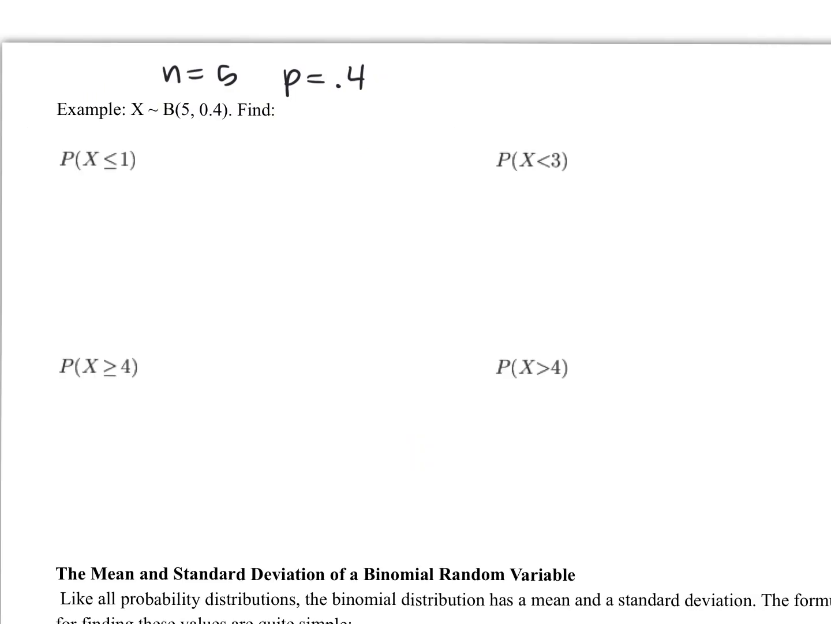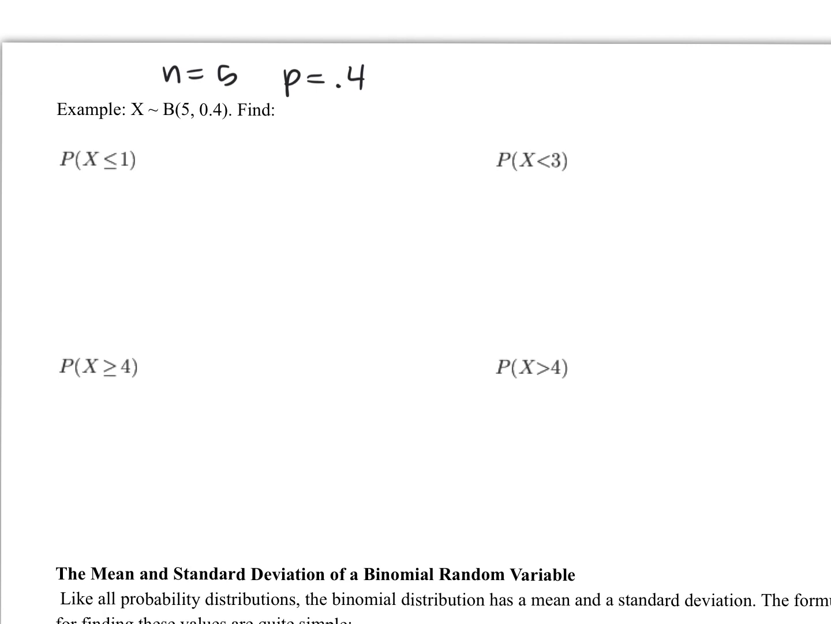So the next thing we have here is 4 examples. And what I want you to do is try each example on your own first using either the binom CDF feature on your calculator or the summation feature on your calculator, whichever one you're most comfortable with for the inequalities. And then after you try it on your own, press play to see how you're supposed to plug it in. So the example says x is approximately binomial with n equals 5 and probability of success of 0.4.